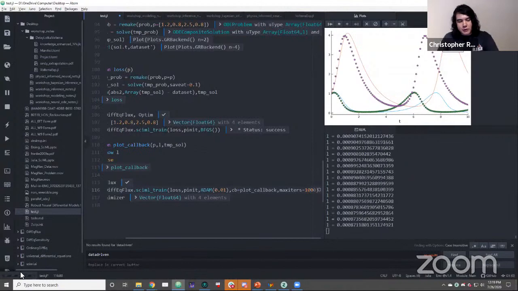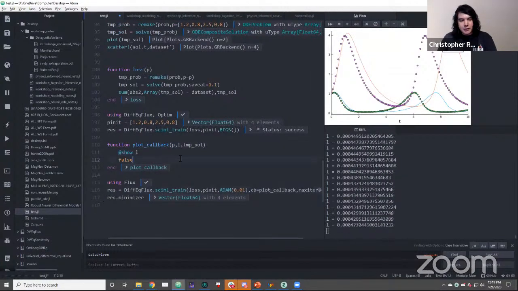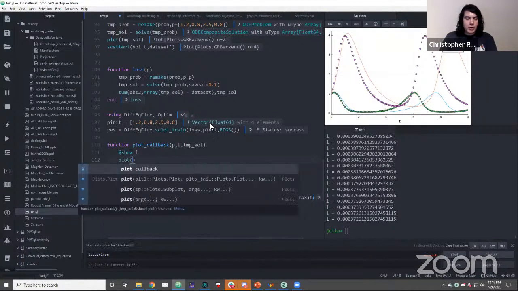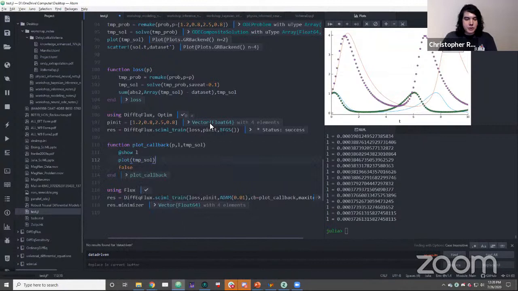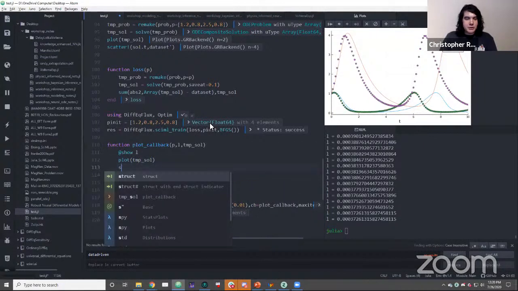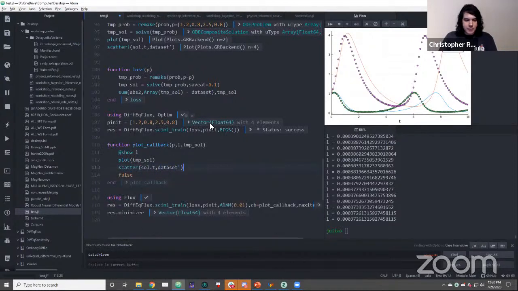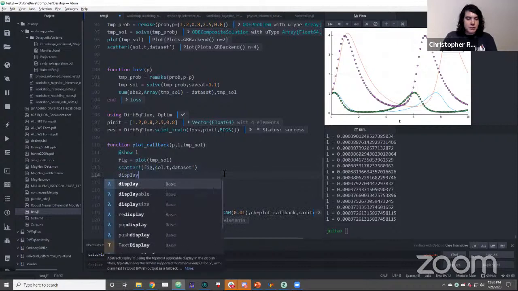Now, if we want to really look at this fitting process, we can look at, for example, what does the plot look like, right? So we can do something like plot my temporary callback or temporary solution, and then I can scatter plot the solution t against the data set. Because this is in the context of a function, I do need to make sure I explicitly display this. So I'm going to say that my figure is this. I'm going to modify my figure to add in the scatter plot. Then I'm going to display my figure.